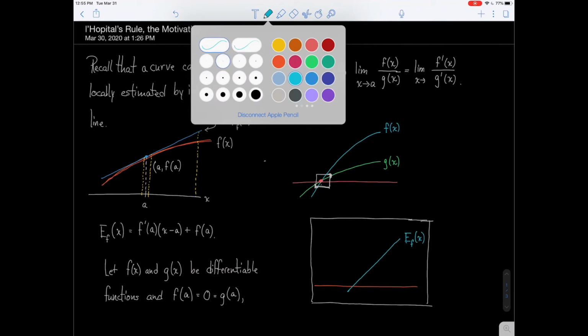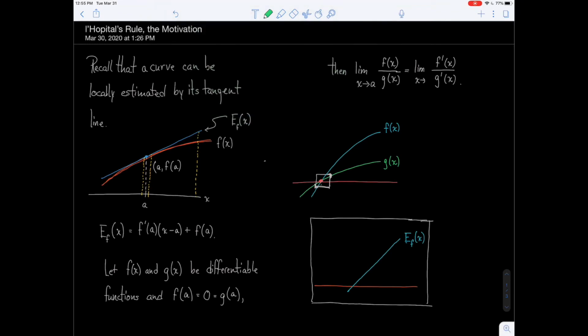And similarly, g of x, well, if we just look at that tangent line in that little window, which is our big window down here, notice that we have a straight line that looks like that. That's g approximated by the straight line. We're going to call it EG of x. All right, now that we have that established, let's write these out.